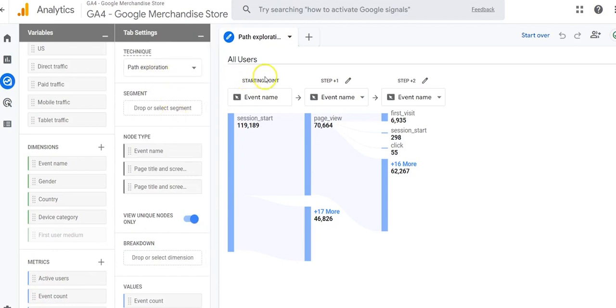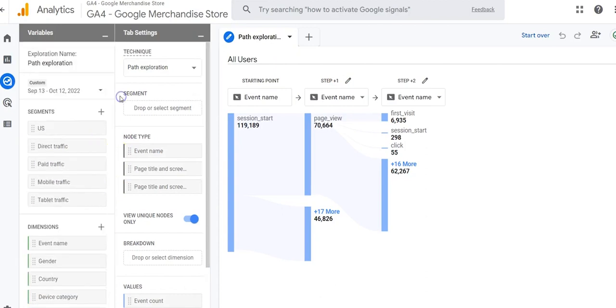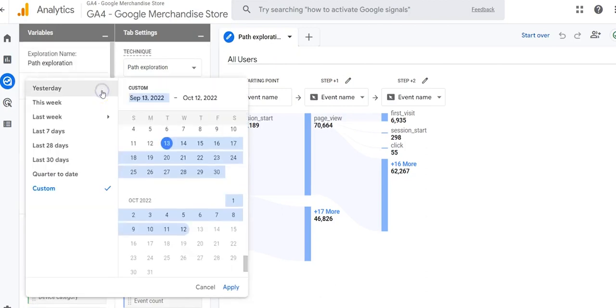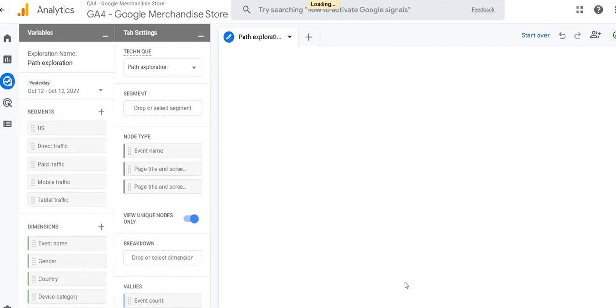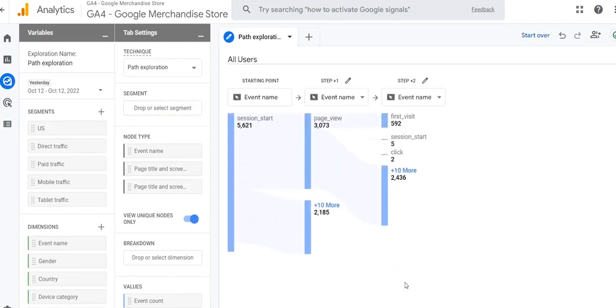So we know we're starting with path exploration. The first question we have is, again, as always, what is our date range? What do we want to look at? Do we want to look at what happened yesterday and just look at something very simple to see the amount of people that were on the site and what actions they took? So if we really want to get down to the nitty-gritty and look at something small, we can say, all right, here's a path exploration for all users from yesterday.